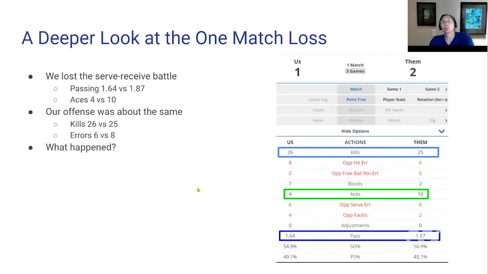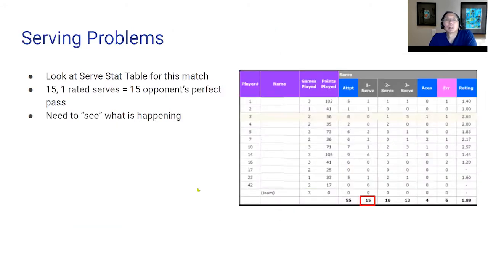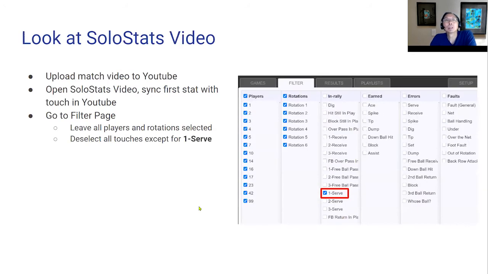So then the question becomes, what happened? Well, let's look at our serving problem. This is our serve table that shows our 1, 2, 3 serves, and we had 55 attempts in this match, and 15 were 1 serves, which equals a 3 or perfect pass for our opponent. So they had 15 perfect passes. You can already tell this is a real problem, and the question becomes, what happened?